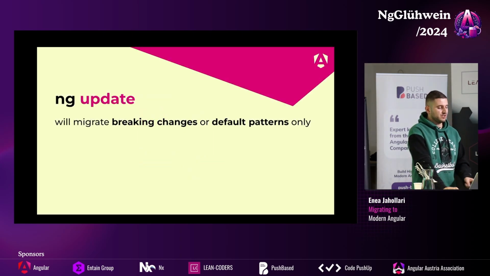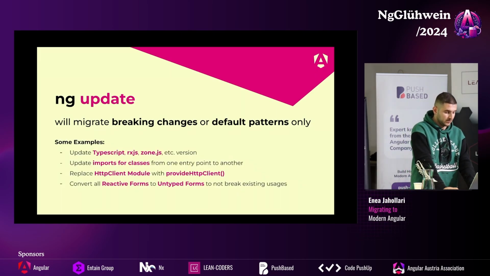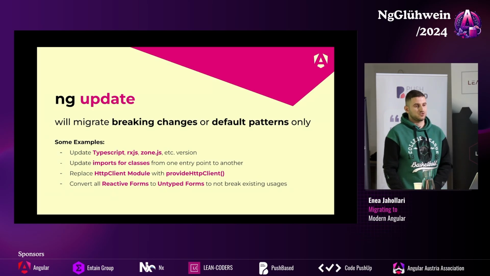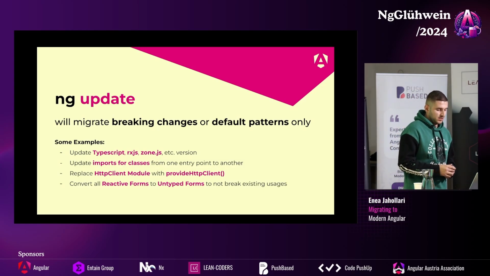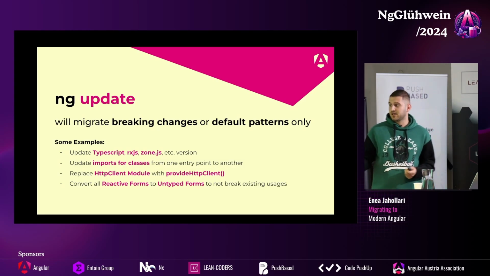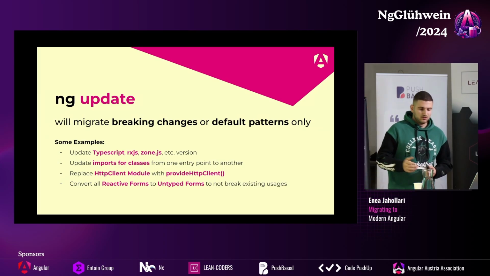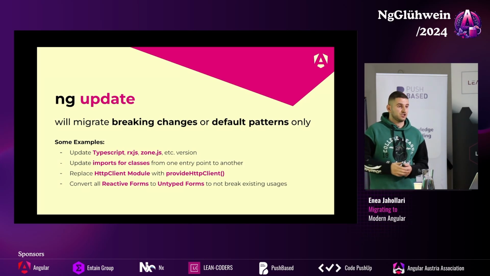And of course, ng update will migrate the breaking changes that Angular introduces, or when some default patterns that were used before change, then Angular probably will go and migrate those by default. For example, it will always migrate your TypeScript version, your RxJS version, or your Zone.js version. And you probably won't see it because at this point, we have seen that it's reliable when it migrates those things. And of course, sometimes it migrates imports for classes from one entry point to another. I think the last one was replacing HttpClientModule with provideHttpClient.